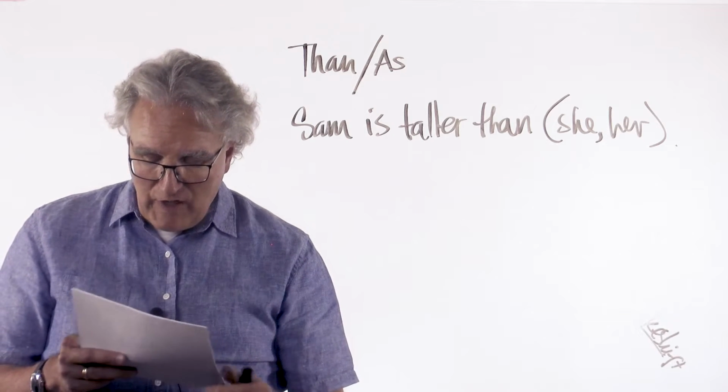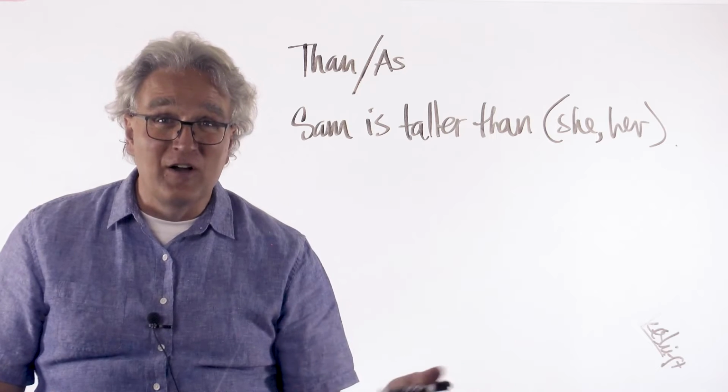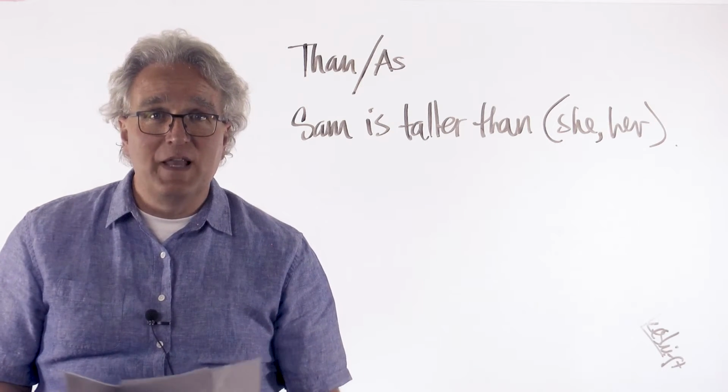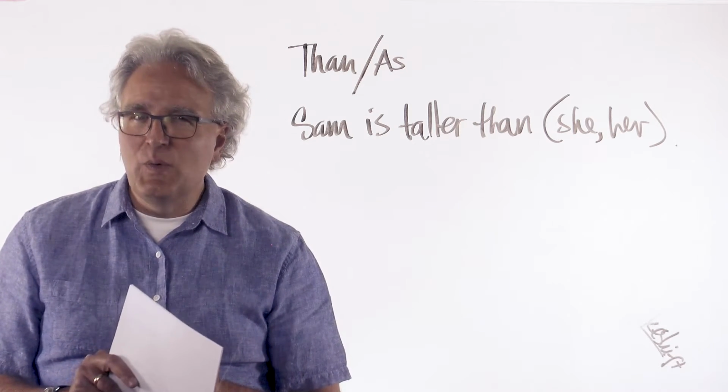All right, or I wish I could be as relaxed as they are, right? I wish I could be as relaxed as they. Now, sometimes there can be ambiguity in these sentences.